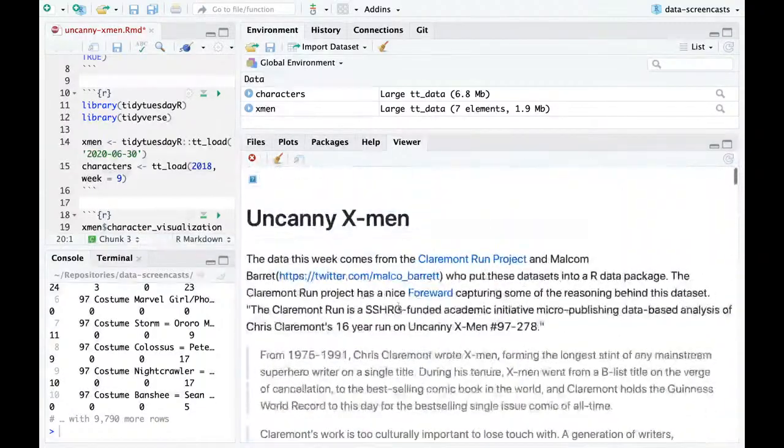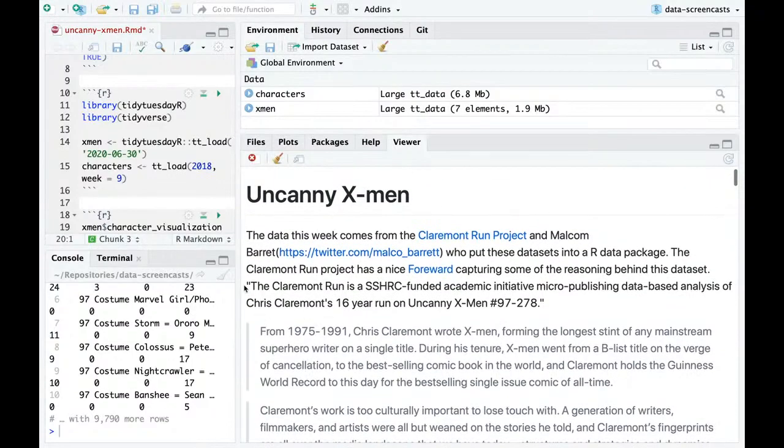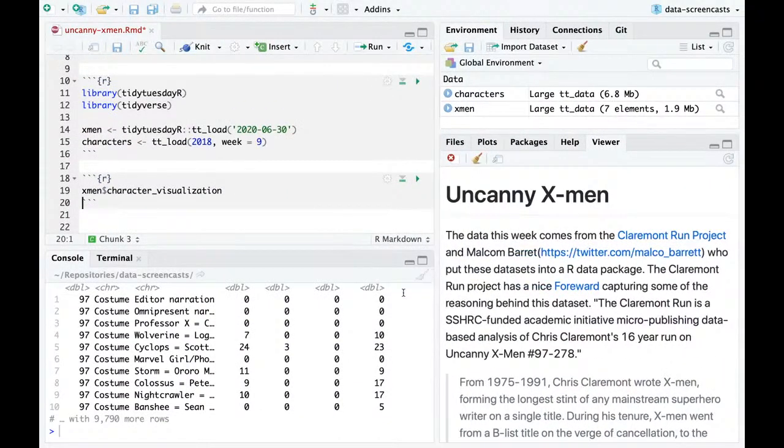This is really cool, and really credit to the Claremont Run project and to Malcolm Barrett for cleaning this data into R. All right, so let's take a look.